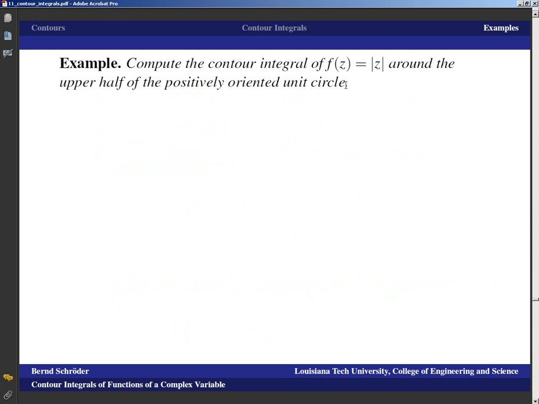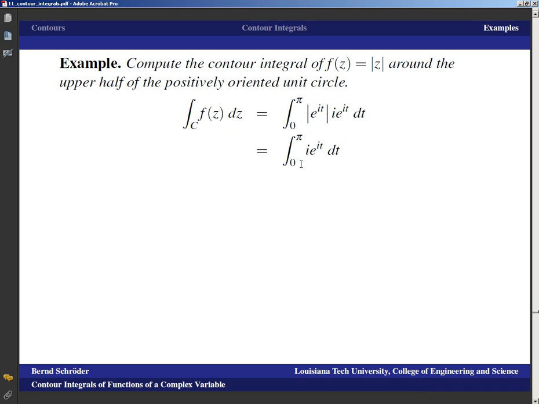Okay, examples. Well, let's compute the contour integral of f of z equals the absolute value of z around the upper half of the positively oriented unit circle. Well, that's the integral of f of z dz, which is the integral from 0 to pi of the absolute value of the parameterization, which is e to the it with t from 0 to pi plugged in, times the derivative of the parameterization, i e to the it dt.